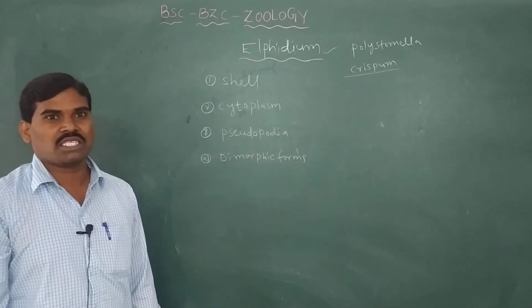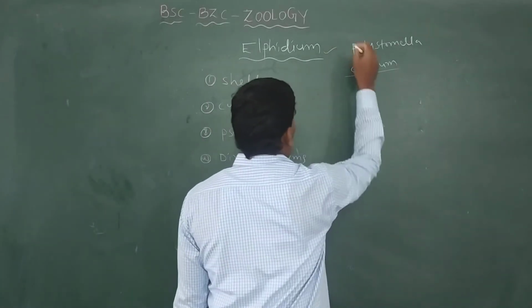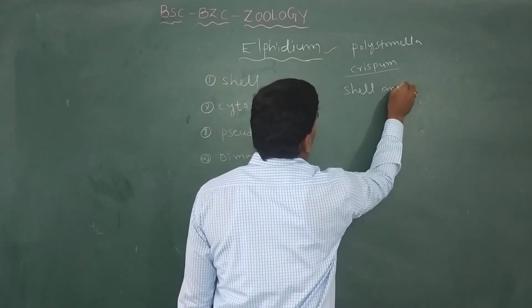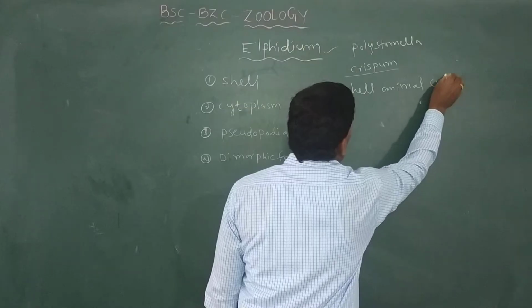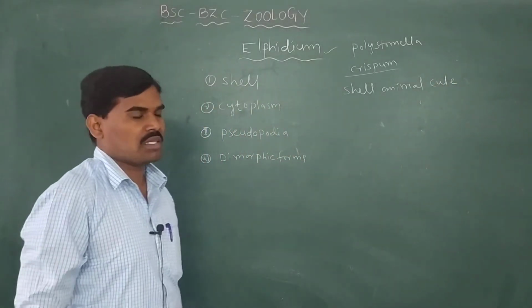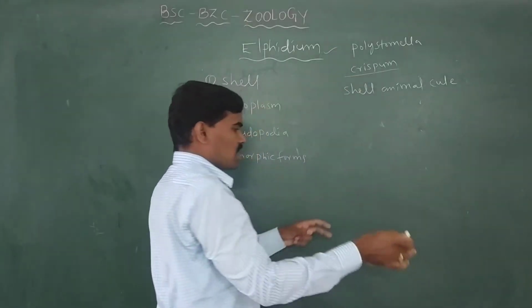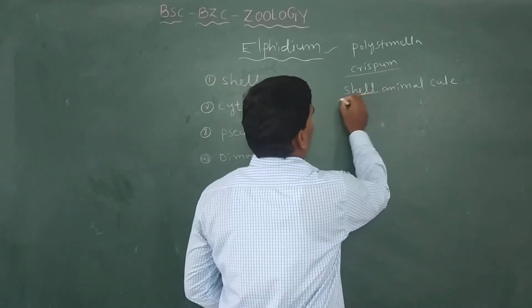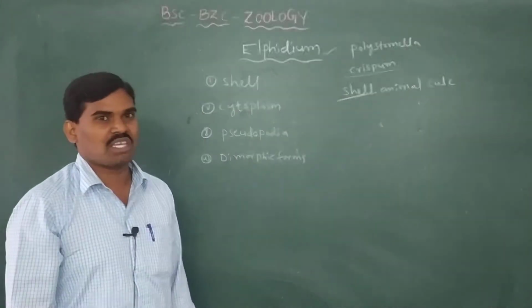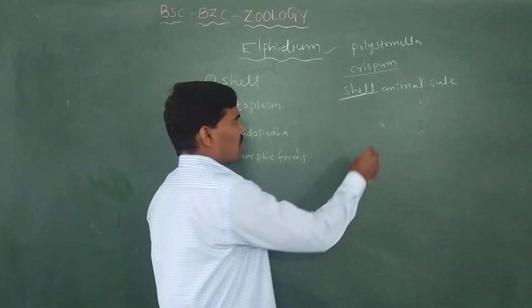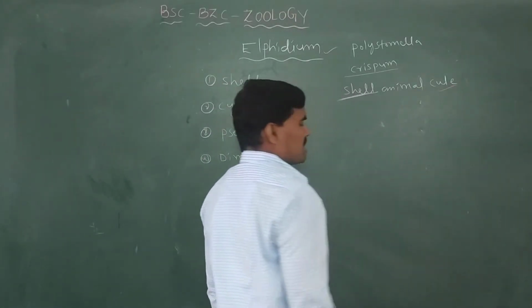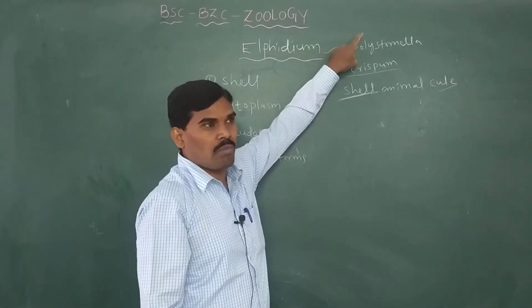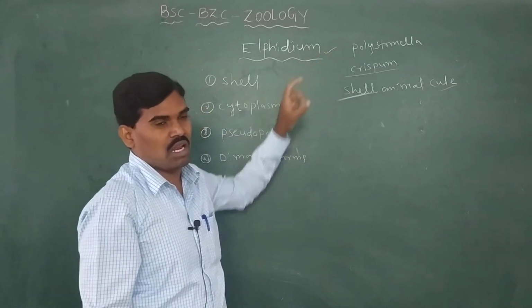Elphidium is commonly called a shell animalcule. Why? Because Elphidium's outer surface is totally covered by a hard shell formation. The hard shell is formed of calcium carbonate, hence the name shell animalcule. This is Elphidium polystomella, Elphidium crispum.